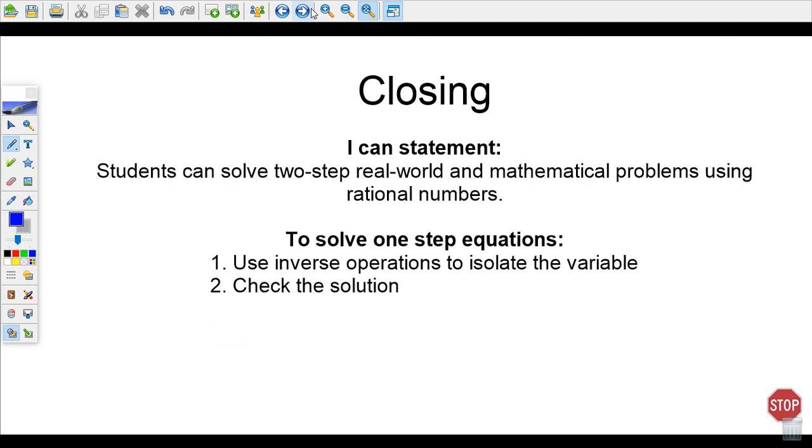In closing, we are another step closer to solving two-step real-world equations and problems using rational numbers. We learned how to use other types of inverse operations in this lesson. So we learned how to use multiplication and division as our inverse operations to isolate the variable. And again, we looked at checking the solution. So we are one step closer to solving these two-step equations. Hope this helps you even more with one-step equations.